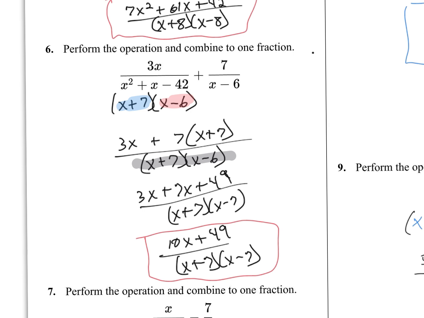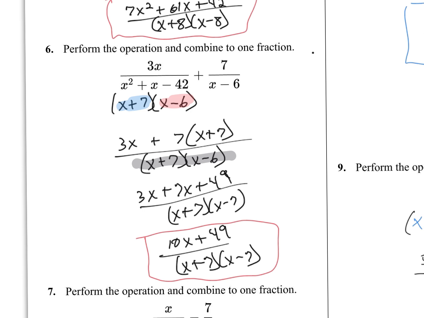So again, just to remind you, the 3x has the entire common denominator, so we will not be multiplying it by anything. But the 7 only has a factor of x minus 6, so it has to get multiplied by x plus 7 here. So we have 3x plus 7 times x is 7x, and 7 times 7 is 49, all over the common denominator of x plus 7 times x minus 6. All right, well, the 3x and the 7x can be put together for 10x plus 49 over x plus 7 times x minus 6, okay?